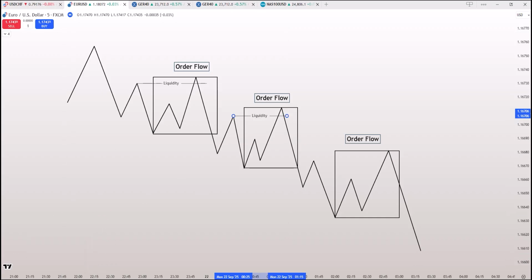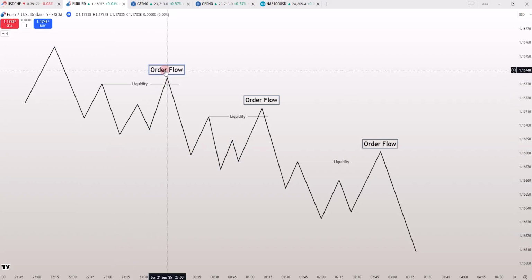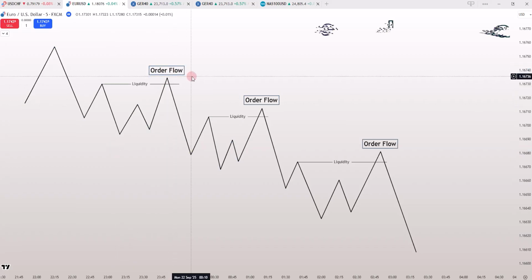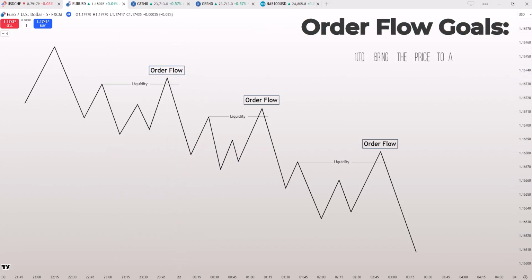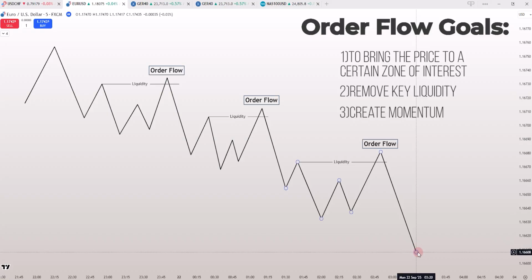Such zones are considered protected, and unlike the usual structure where each maximum is a potential trigger, here the work with liquidity has already taken place. It's at such points that we can not only open a trade, but also join the already ongoing movement without hiding the stop behind the very first withdrawal of liquidity, because this zone has already been worked out. But it's important to understand that order flow is not formed just like that. It always works with a specific goal: to bring the price to a certain zone of interest, remove key liquidity, and create momentum. These are not random movements. This is a purposeful algorithm.